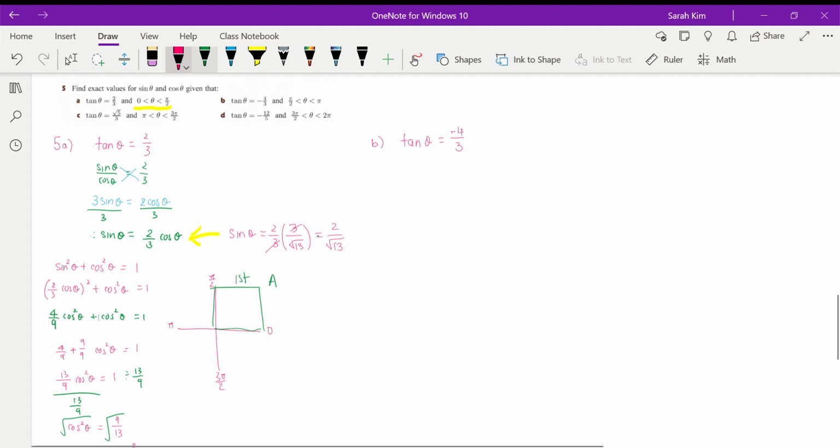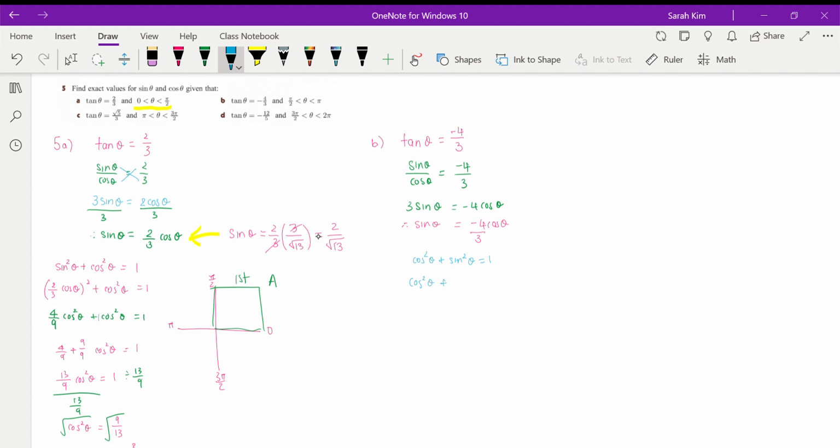So again, I manipulate the data and write sine theta over cos theta. And then I'm just going to rearrange to sine theta. And then I use my trig identity. So I've just squared that. If you don't really understand what I've done, hopefully you already do.